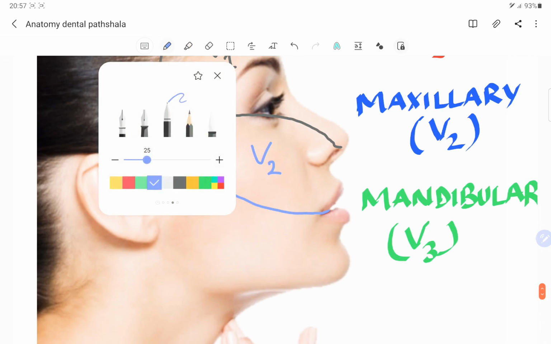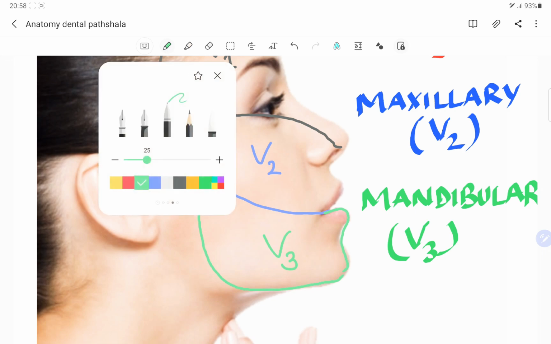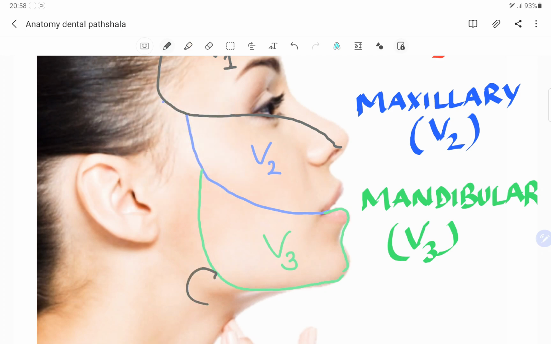Then we have the third branch, which is the mandibular branch of the trigeminal nerve, which supplies the skin of the mandible except the angle of the mandible, including the lower lip. So this is our V3 branch or the 5-3 branch, which is the mandibular branch. So what about the angle of the mandible? It is supplied by the C2.